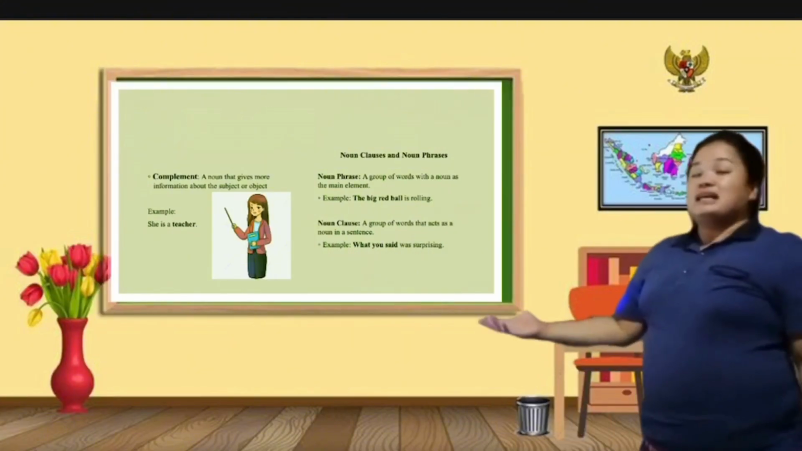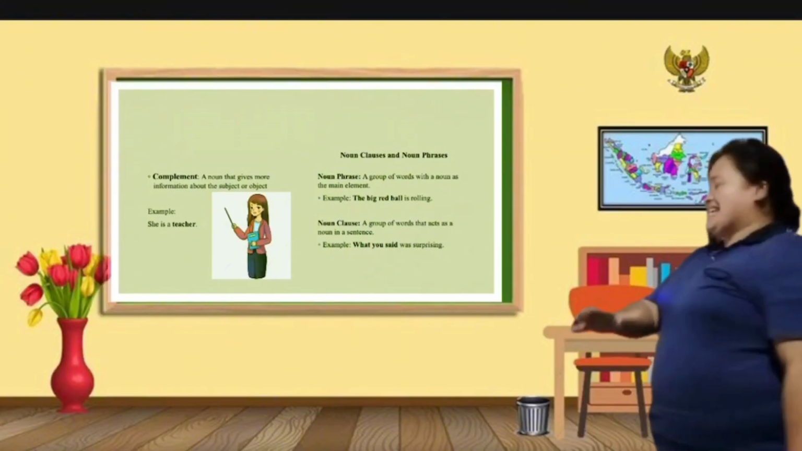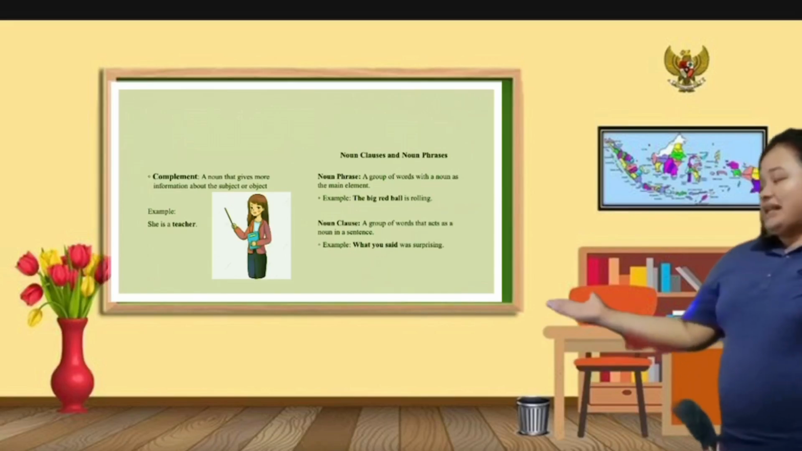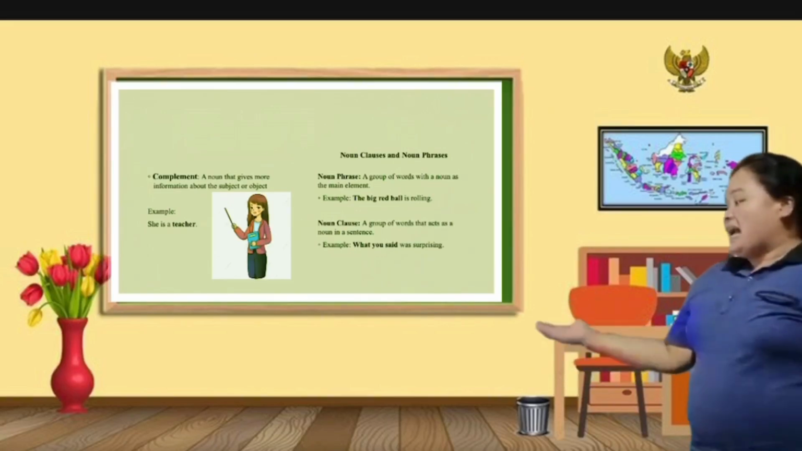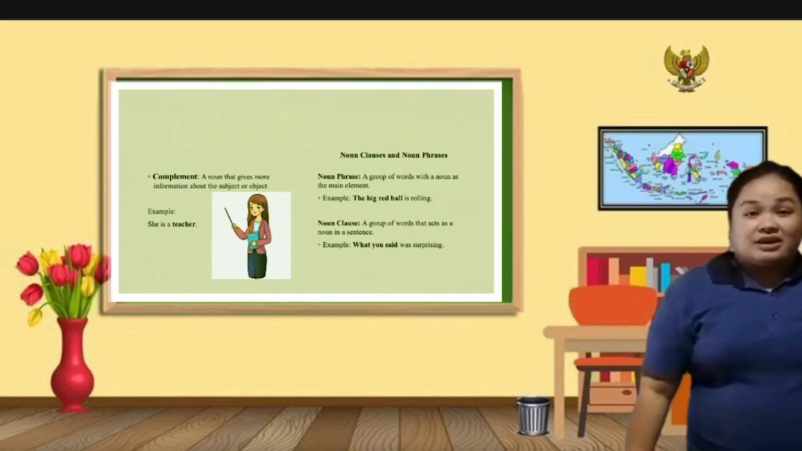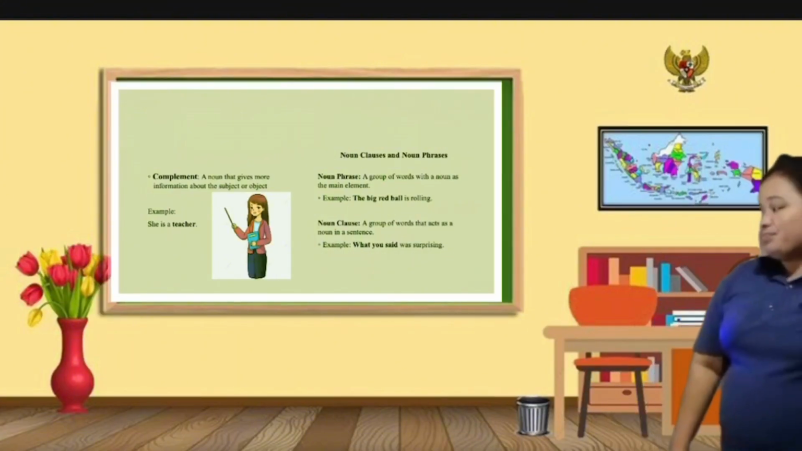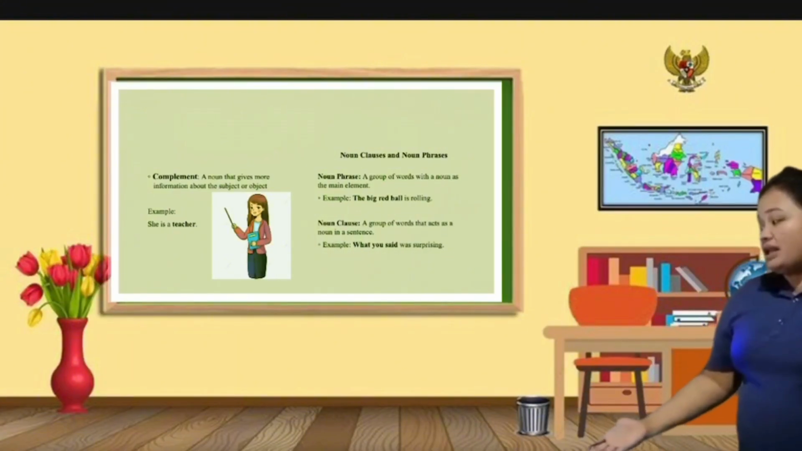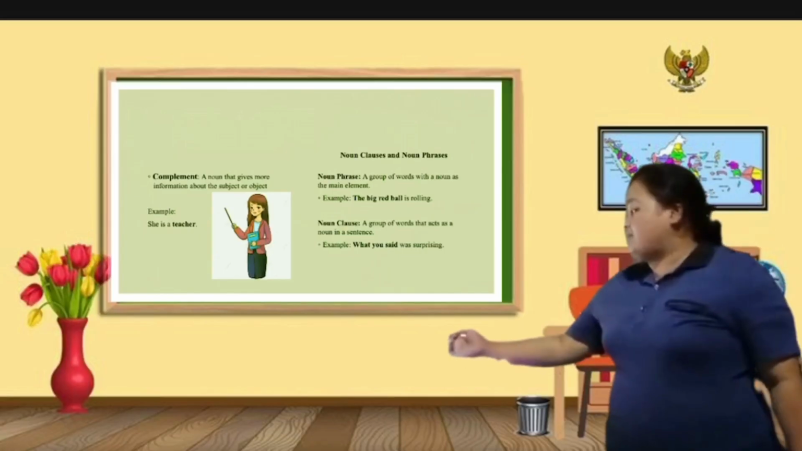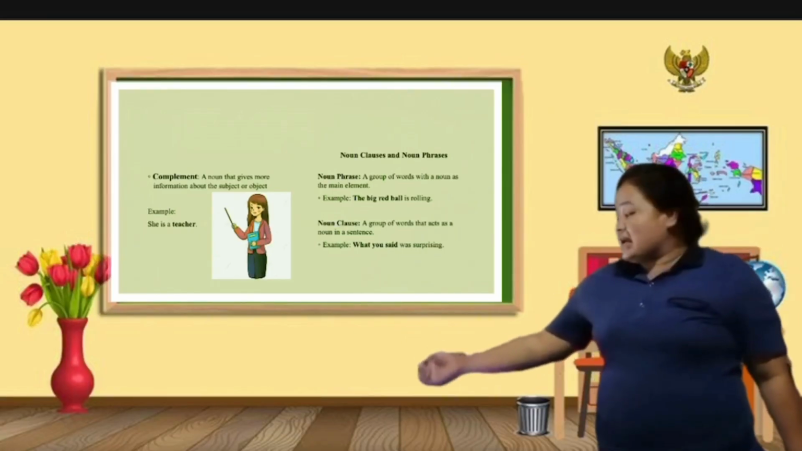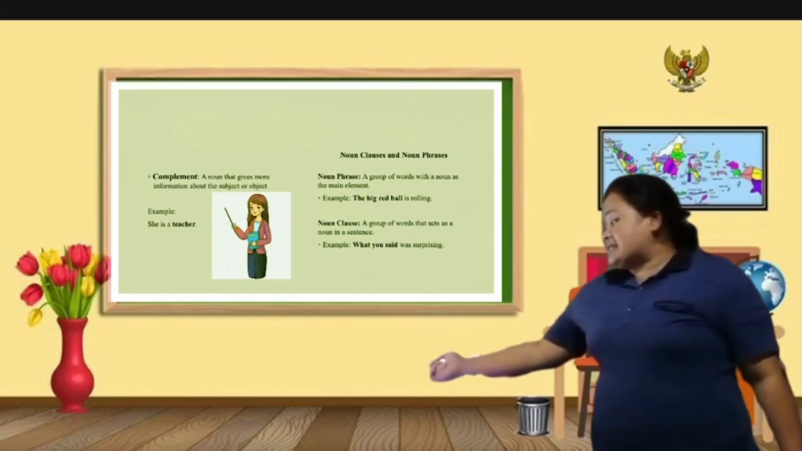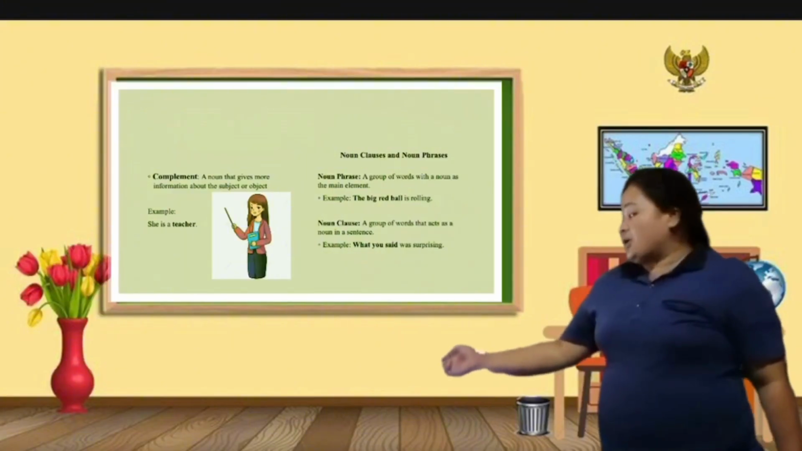Noun phrases, can you kindly read? Thank you. A group of words with a noun as the main element. A group of words that act as a noun in a sentence. So for example, in a noun phrase, the big red ball is rolling. So the big red ball is our noun phrase. What you said was surprising. So what you said is our noun clause.